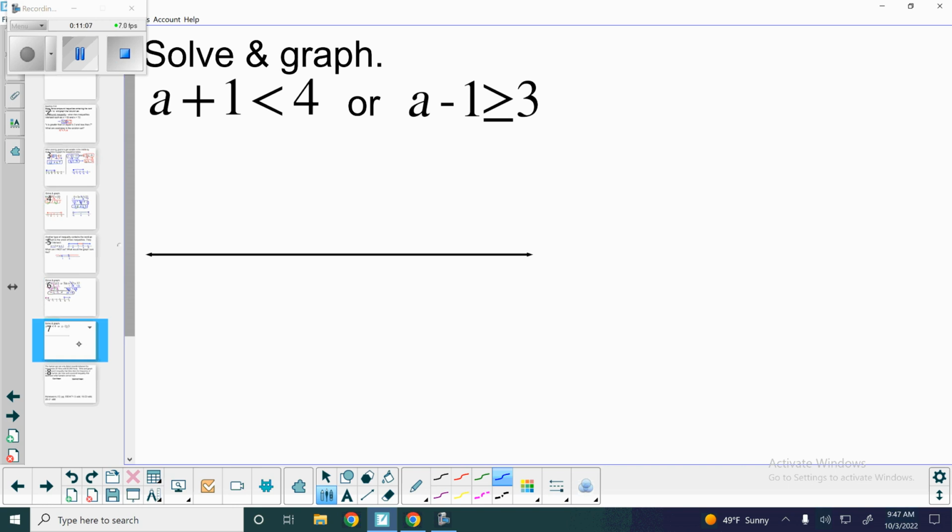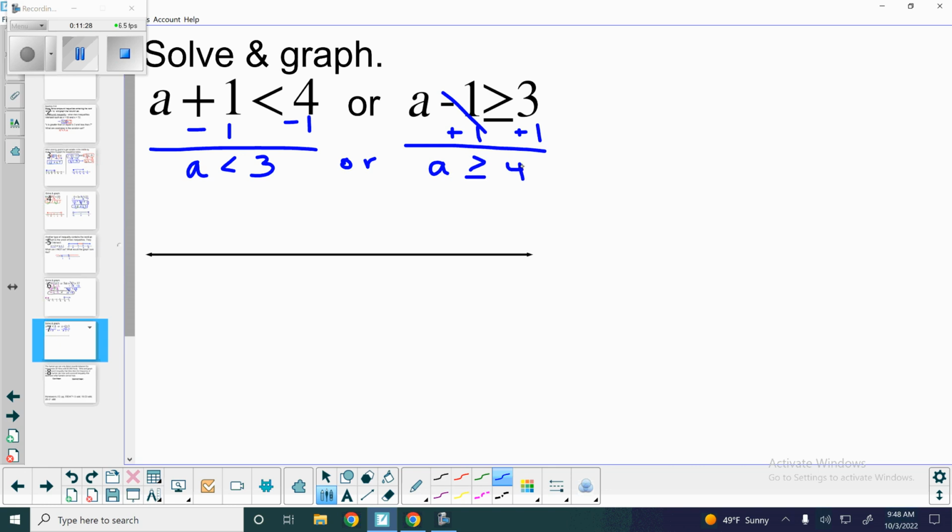Same thing here. Okay, if I was going to solve and graph this one, a plus 1 is less than 4, or a minus 1 is greater than or equal to 3. So minus 1, that's going to give me a is less than 3. That's something that I can graph. Okay, plus the 1 to both sides, that's going to give me a greater than or equal to 4, also something that I can graph.